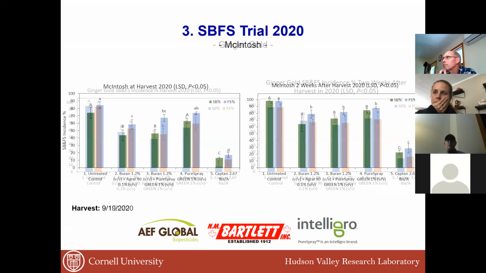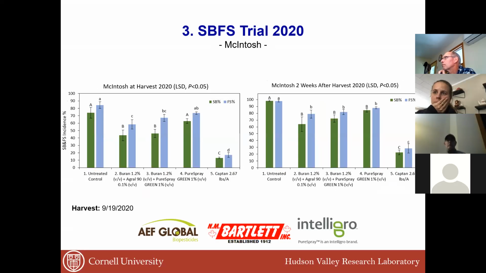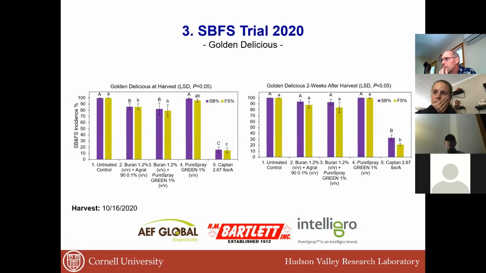So these results were largely similar on Macintosh as well, as I've showed you for Ginger Gold before. And then we saw the worst results on Golden Delicious because this was the last cultivar we harvested, around October 16th, and that's why you see much more incidence there. And then we basically don't see any more even statistical differences in the incubated fruit 2 weeks after the harvest.